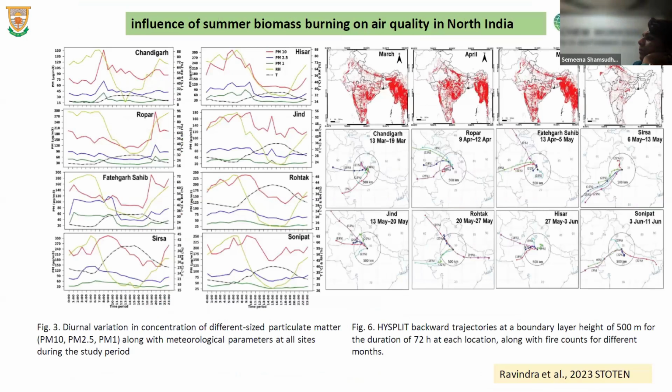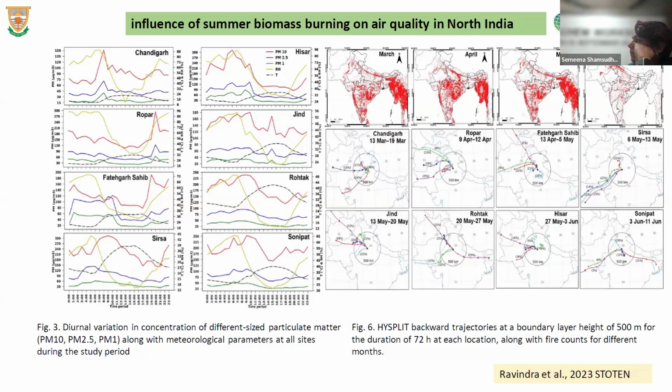Now, this is another study which supports that there is an influence of summer biomass burning on air quality in northern India. There they have taken PM10, PM2.5 and PM1 along with different meteorological parameters like temperature and humidity. And this study was done at 8 sites in northern India.